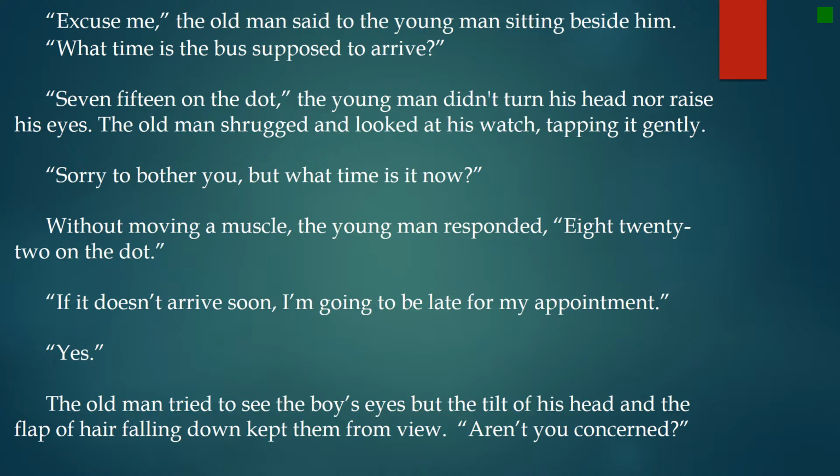I'm just looking to see if there's any other punctuation that I wanted to discuss, but I don't think so. The main idea is breaking up the paragraphs and getting most of your punctuation inside. You'll see in the second paragraph, "7:15 on the dot," comma, then the quotation mark, "The young man didn't turn his head."